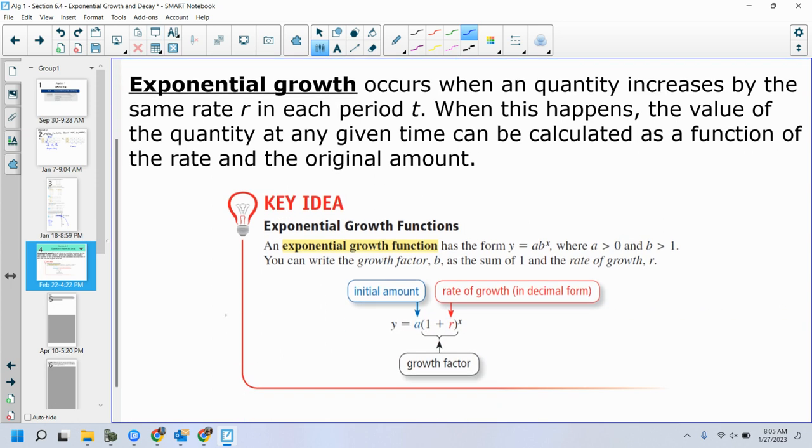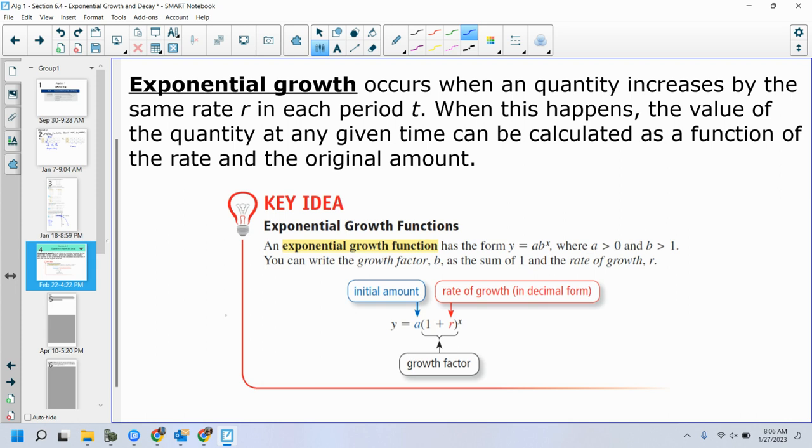Exponential growth occurs when a quantity increases by the same rate. Now, please pay attention. It is not by the same difference. I'm not constantly adding. I am growing by a certain rate, right? That rate is basically your percentage of growth, okay? Your percentage growth. So maybe I'm growing by 18%, or maybe I'm growing by 50%, or maybe I'm growing bigger than that.